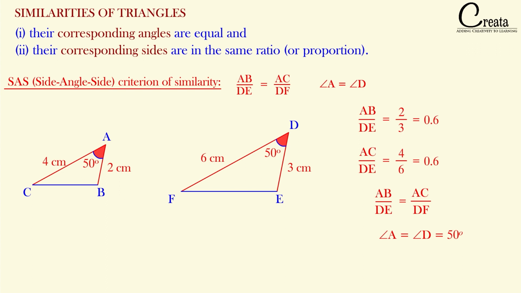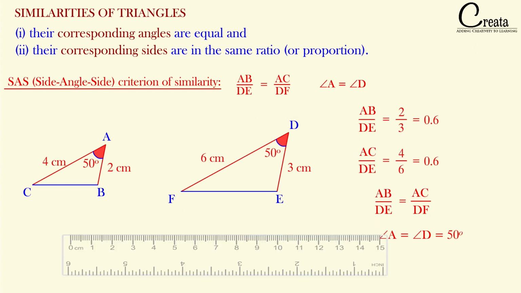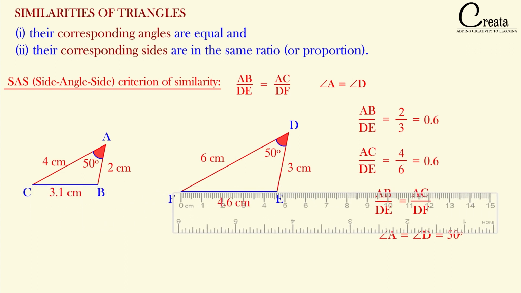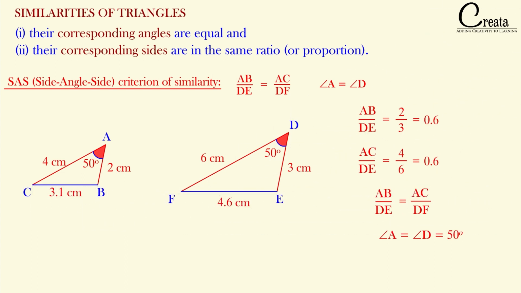We know the two sides, the third side is missing. Let's calculate the third side. BC comes out to be 3.1 centimeter. EF is coming out to be 4.6 centimeter. So the ratio of BC upon EF will be 3.1 upon 4.6, that is 0.6. So the ratio is matching with the ratio of the other corresponding sides. So we can say these two triangles are similar to each other by SSS criteria. Got it? We have done this construction experiment and we have checked both the triangles are similar to each other.